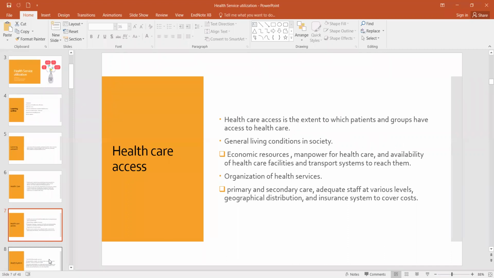Healthcare assess. Healthcare assess Dr. is the Naila, we extent can't hear you. to which the patient and groups Please have check your access. mic and be loud, please.